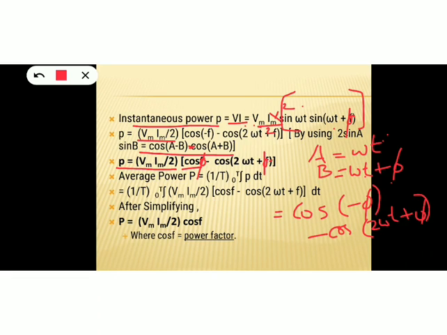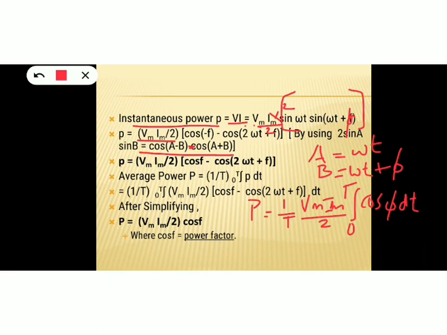Then what is average power? Average power P is equal to 1 by T integral from 0 to T of p dt, and we have already found the expression for p. So substitute that expression here. When you substitute, you get average power P equal to 1 by T integral from 0 to T of Vm Im by 2 into (cos phi minus cos(2 omega t plus phi)) dt.